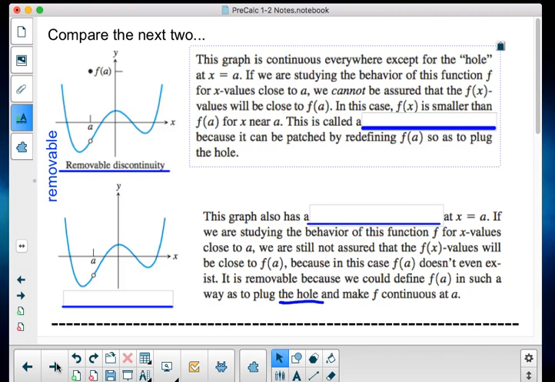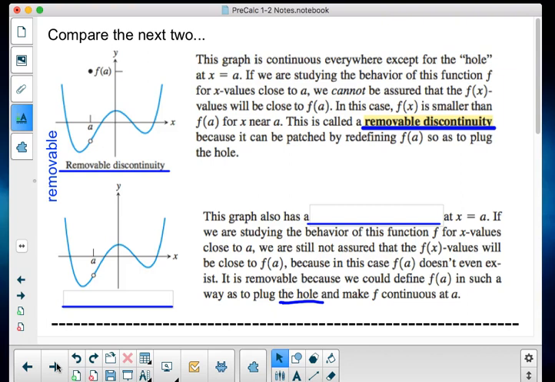Now, in this case, f of x is smaller than f of a for x near a. This is called a removable discontinuity, because it can be patched by redefining f of a so as to plug the hole in a way, but it's called removable. Okay. And this exists because there's a hole in the graph.